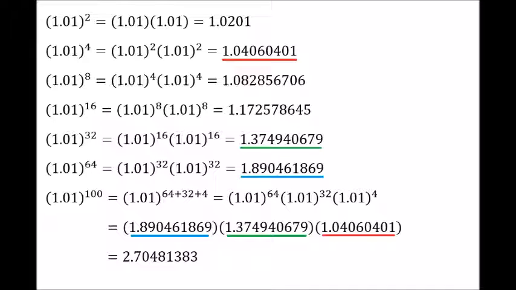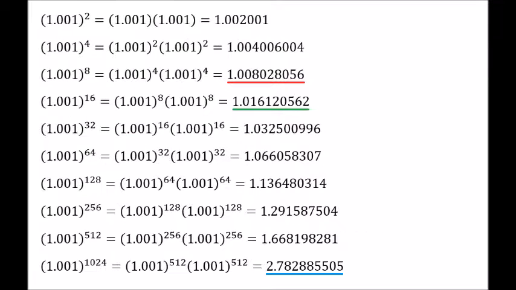Notice that each time we are squaring the answer from the previous line. This is one multiplication per line. 100 is equal to 64 plus 32 plus 4. So we can multiply those exponents to get 1.01 raised to the 100th power. This entails only 8 multiplications and gives us the same number in the end. Much simpler.